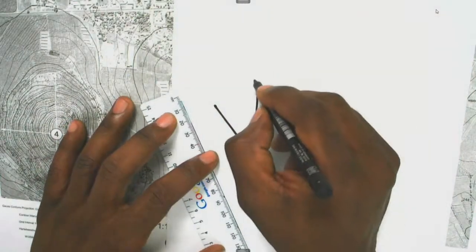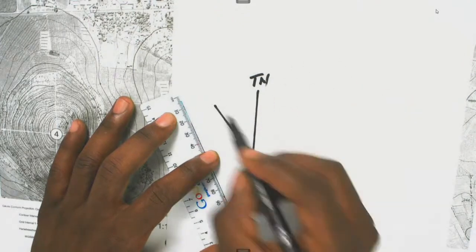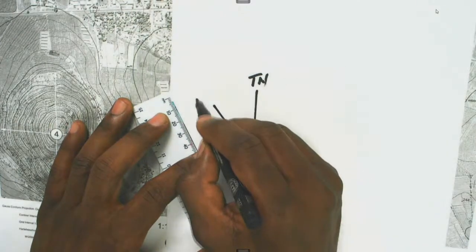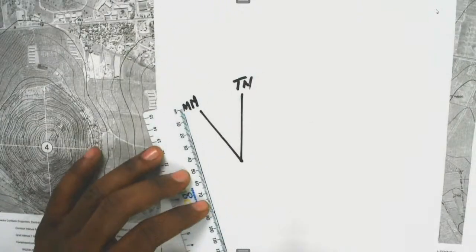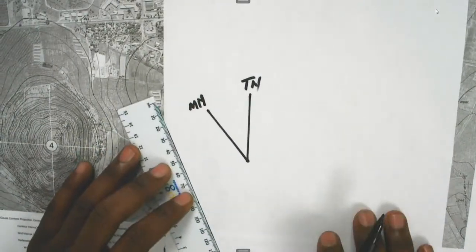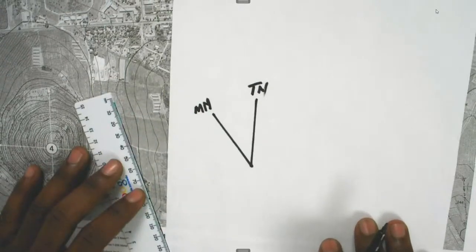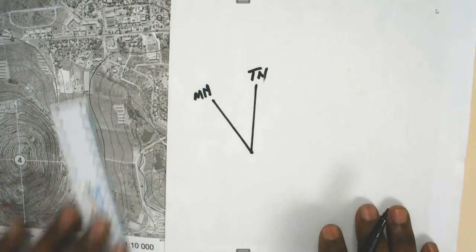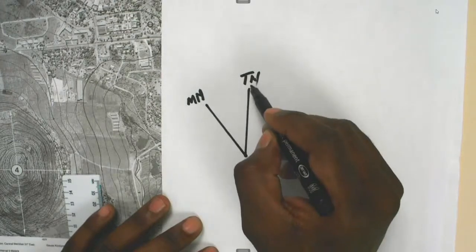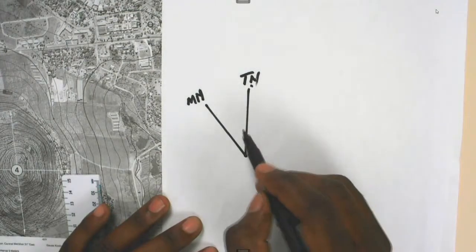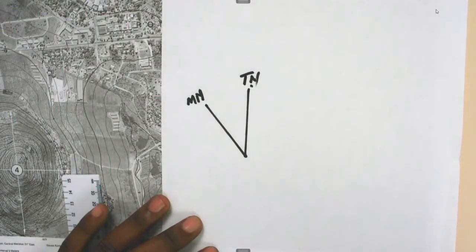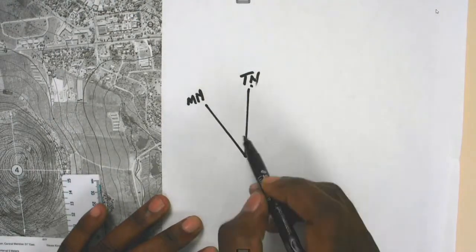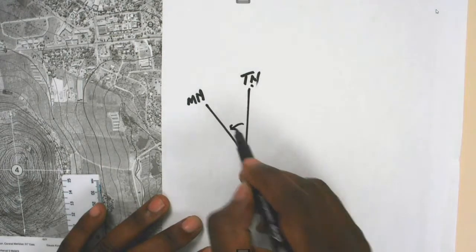Okay. And then this is your true north, and this is your magnetic north. Remember why our compass needle will not point to the true north. When we look at our compass, it does not direct us to the true north here. It is always directing us to this magnetic north because of the magnetic field on the north pole. So you are always directed away from the true north.